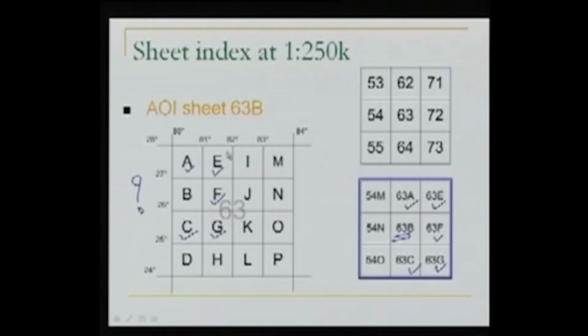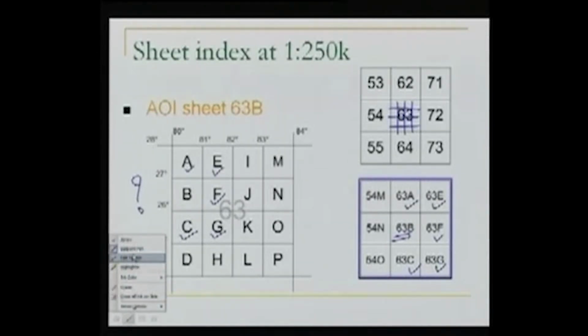Now if you look here, this block is 63. What is the block on this side, on the left side of this? Because over here there will be a block which is covering the rest of this 4 degree by 4 degree area, and that block is also divided in 16 parts, A to P. So if I look at the sheet index here at the 4 degree by 4 degree level, next to the 63 we have 54. Well, this 63 is, as we have seen, divided in 16 parts.